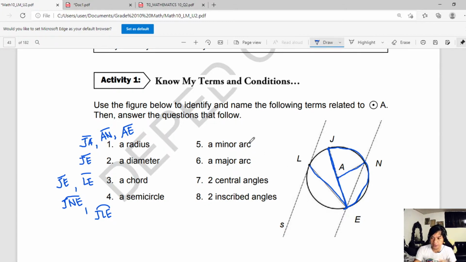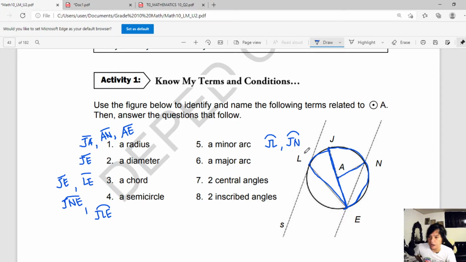Next one, a minor arc. So, when we say minor, maliit na arc. So, later on, malalaman natin ano ba ibig sabihin ng minor arc. We will define one by one. So, as for this time, let's identify kung saan dito yung part ng minor arc. Ito siya, itong LJ or JL is a minor arc. Pwede ring JN is also a minor arc. Arc JN is a minor arc. Pwede ring NE is a minor arc, and so on.